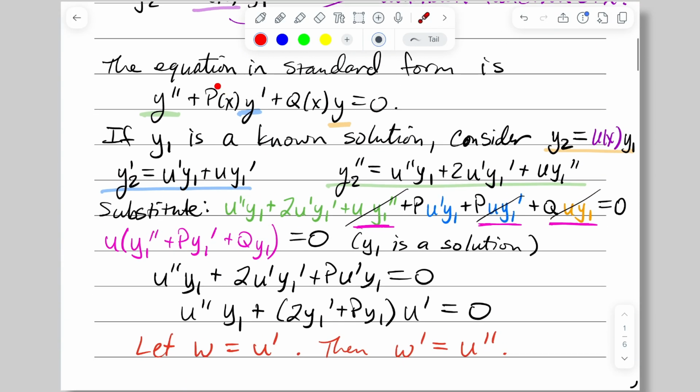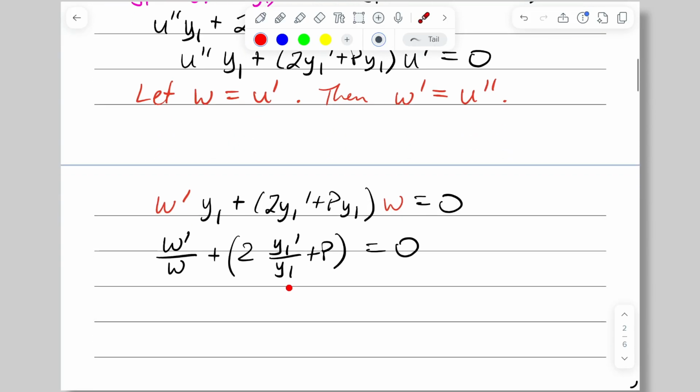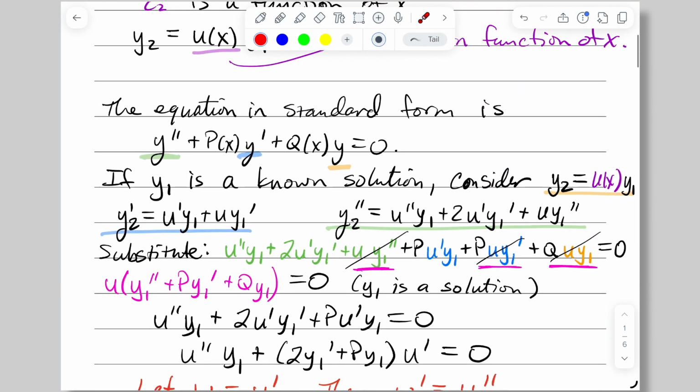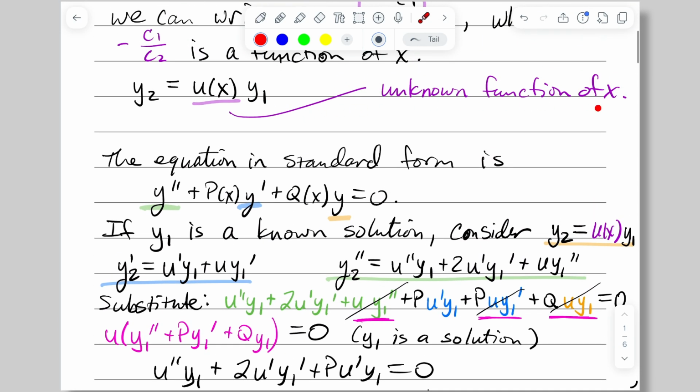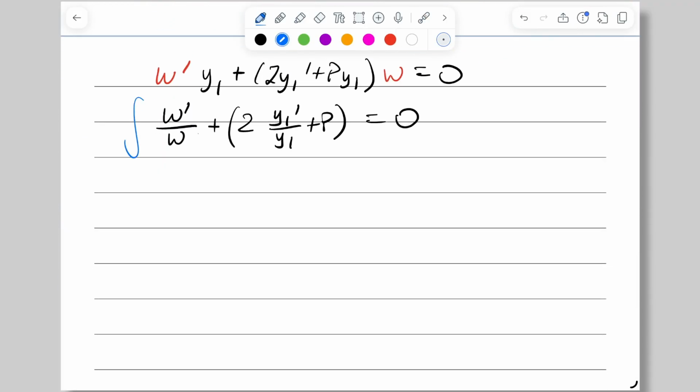Now, if we trace back what these functions are, remember P came from the standard form of the differential equation. It's actually a function P of x, so it's a function of x. Y1 was a known solution to the differential equation and is also a function of x. W is U prime, but U prime was again a function of x. So this whole thing is a function of x. So we're going to solve this by integrating the entire thing with respect to x on both sides, although the right-hand side is just going to give a constant.